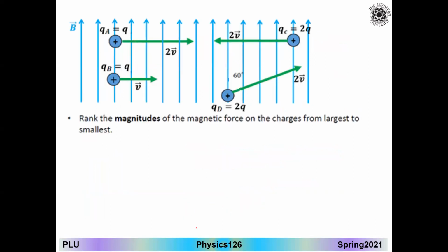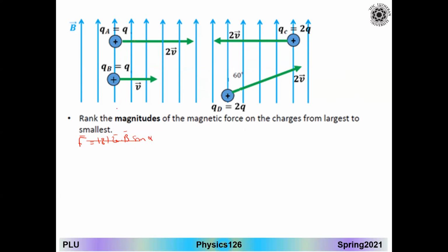So the last part in this video: we have four charges, and they ask you to rank the magnitude of the magnetic force from the largest to the smallest. We're talking about the magnitude, not the direction. The directions you can find using your right hand, but we are looking for the magnitude only. The formula I will use is the force, the magnitude of Q times V times B times sine alpha.